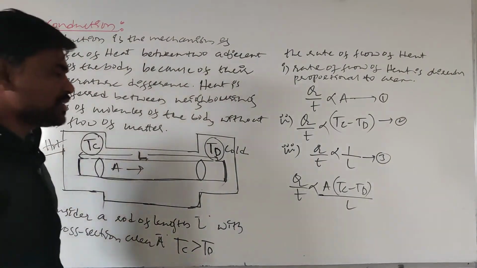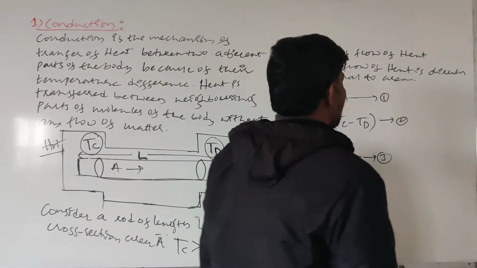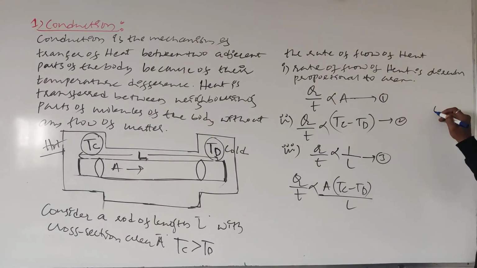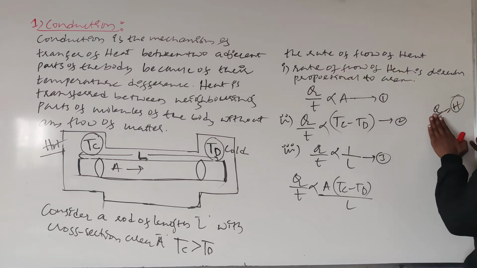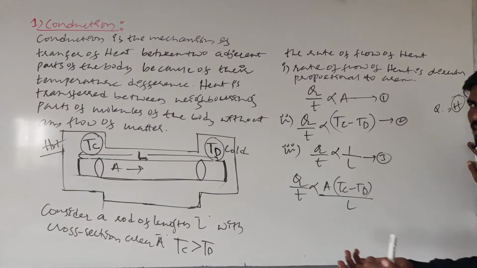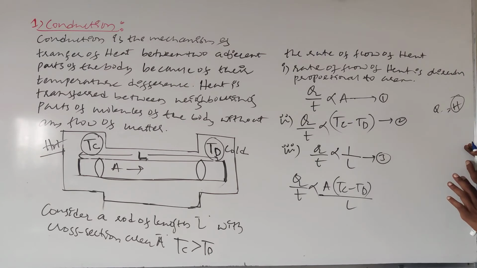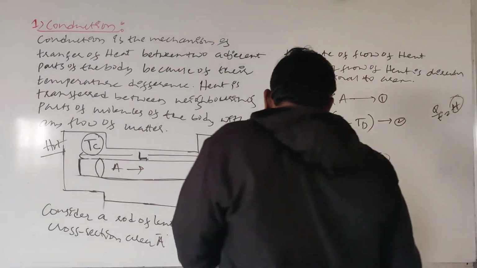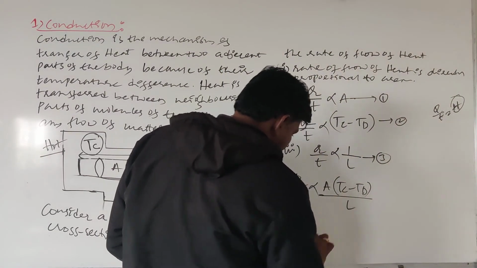Getting my point. Now see here, this Q by T is the rate of flow of heat, and I am taking it totally as H, heat. Sometimes in some forms they take just Q and leave it as it is without modifying. But when I take the rate of flow as Q by T, I take it as H. So here Q by T is H.